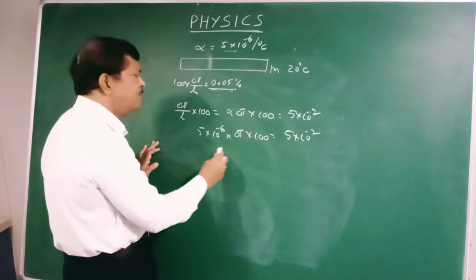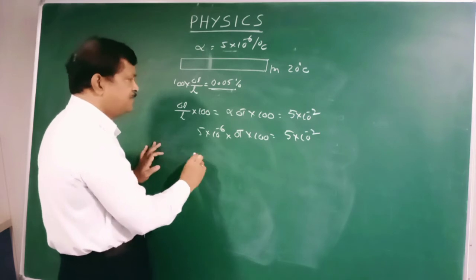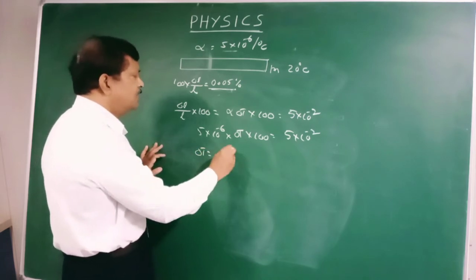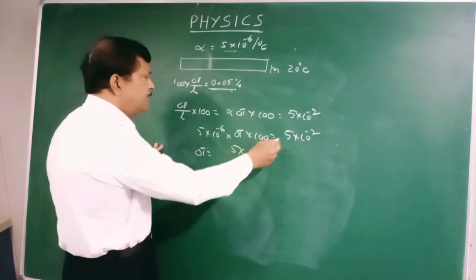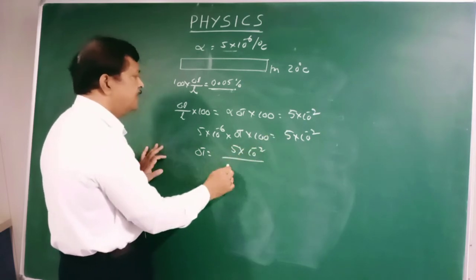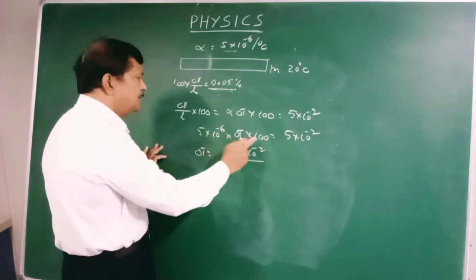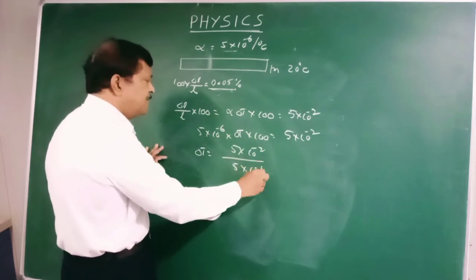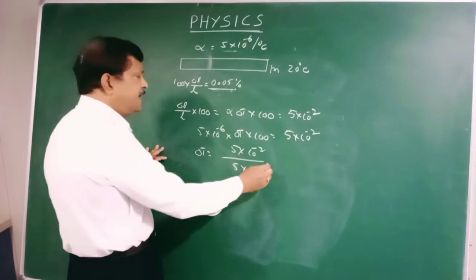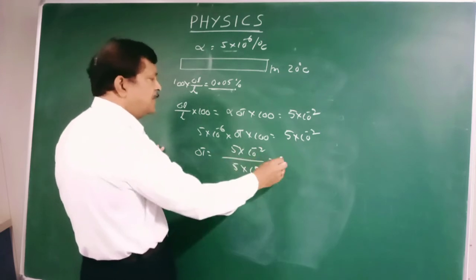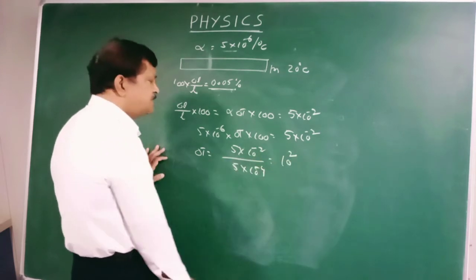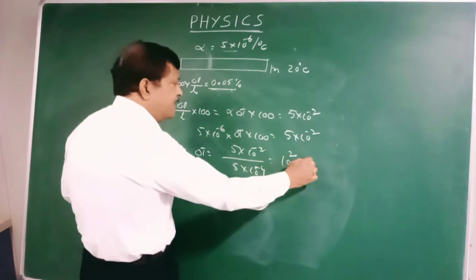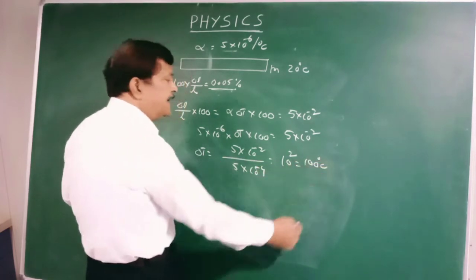Let us calculate now. I want the value of delta T, right? Delta T is equal to 5 into 10 power minus 2 divided by 5 into 10 power minus 6 multiplied by 100. So this becomes 10 power minus 4. Then what are you getting? 10 power minus 4 comes to the numerator, so that becomes 10 square here. Final answer: delta T is 10 square, that is 100 degrees centigrade.